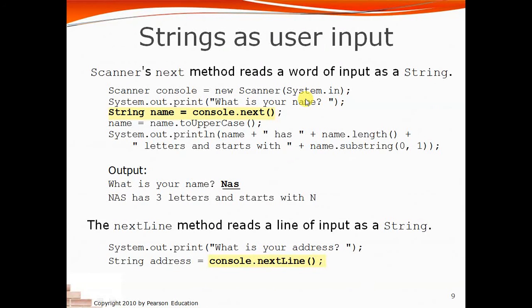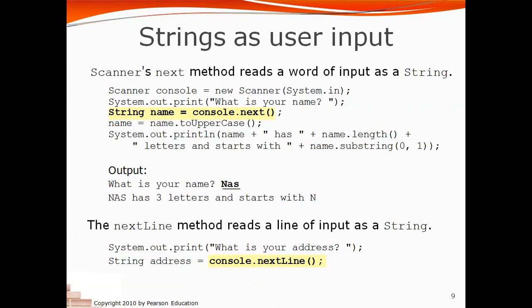So string name is equal to console.next. In name you have stored a name, suppose Ratan, equals console.next. It will ask the user to enter your name. What is your name? You will see the message since it is written within double quotes. It will ask you to enter your name through the console, through your keyboard.